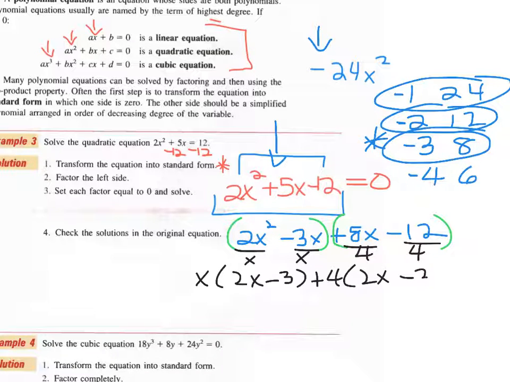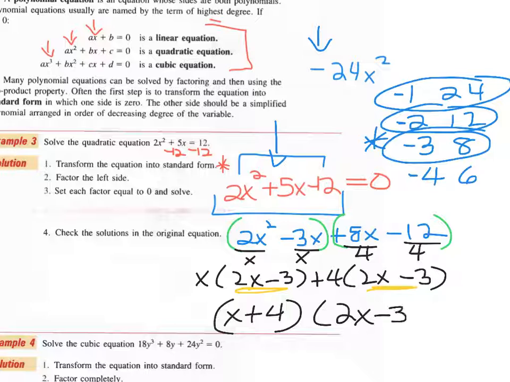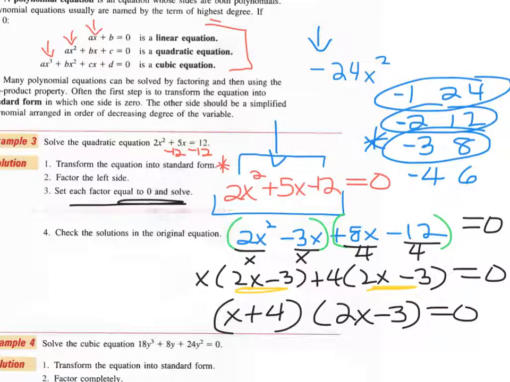Then I'll divide. Notice again, when you factor by grouping, these two things need to look the same. So then I take the x plus 4, put it together, and then rewrite one of the 2x minus 3's. Now again, remember, all of this was set equal to 0. So now to find the solutions, after I factored it, I set each factor equal to 0.